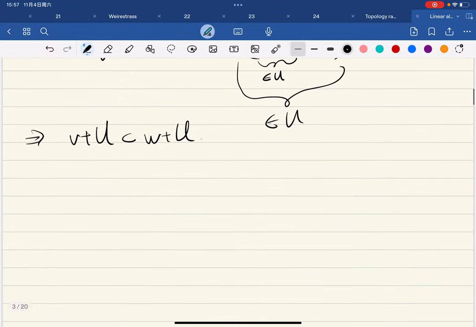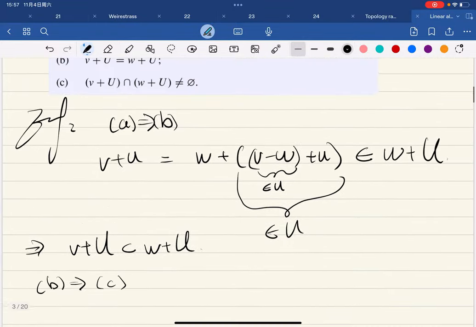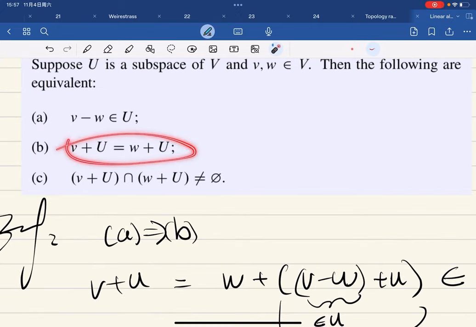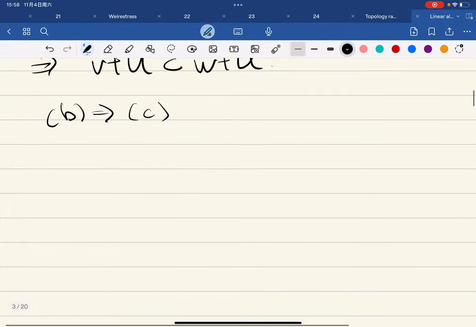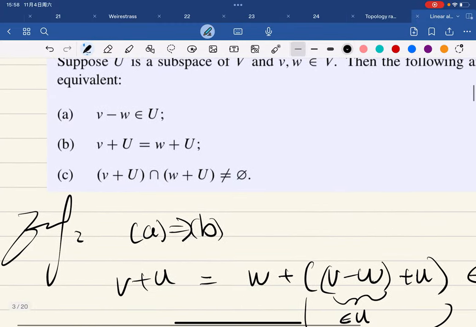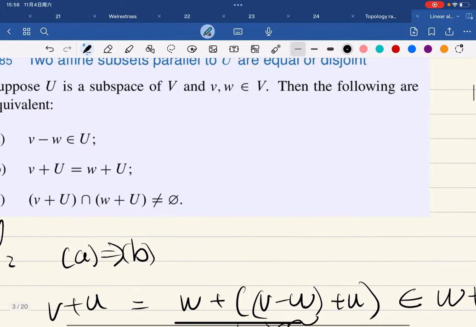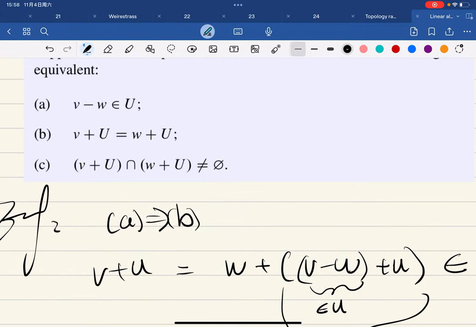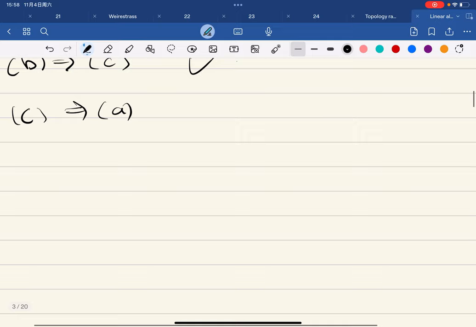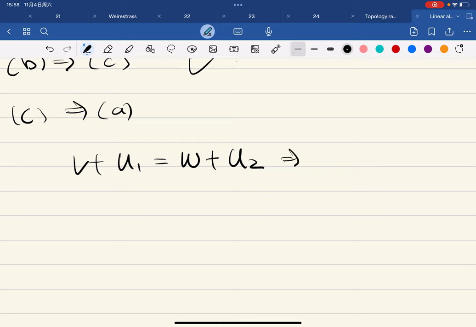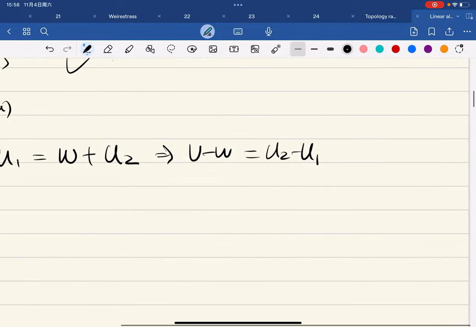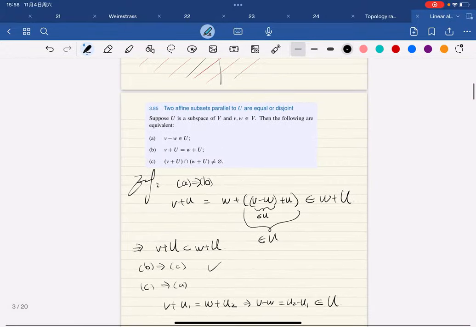And B implies C. If they're equal, then the intersection is not empty. This is trivial. And C implies A. So if it is not empty, then we just pick an element that's in the intersection. So if we have v + u1 equal to w + u2, then we have v - w equal to u2 - u1, which is in U. Done.